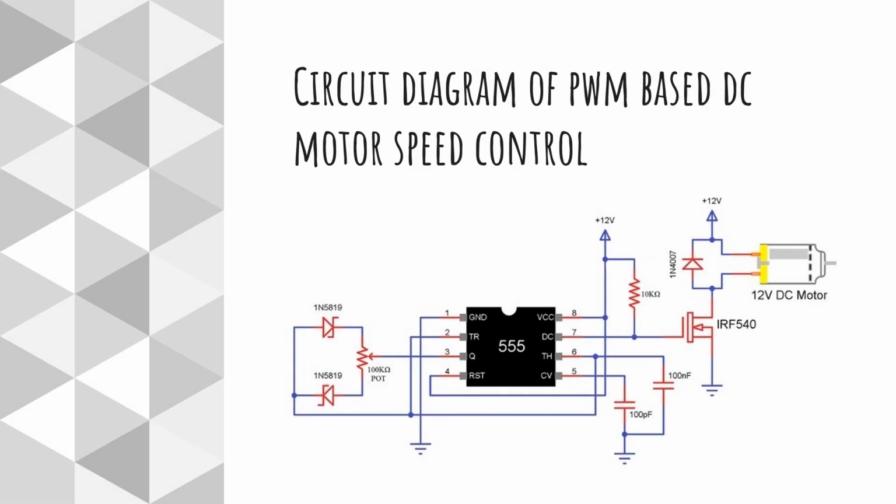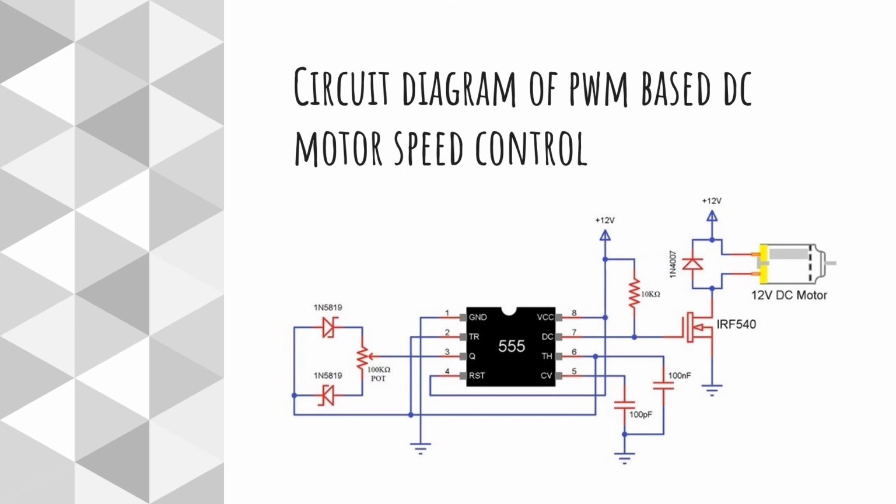Circuit diagram of PWM based DC motor speed control. In the previous slide, we discussed the 555 IC because we are going to use 555 IC in the circuit diagram. So, pin number 1 of 555 IC is connected to ground. Pin number 8 and pin number 4 are connected to plus 12 volt supply. Pin number 6 and pin number 2 are shorted and a 100 nanofarad capacitor is connected between pin 2 and ground. The wiper pin of the pot is connected to pin 3 of 555 IC.